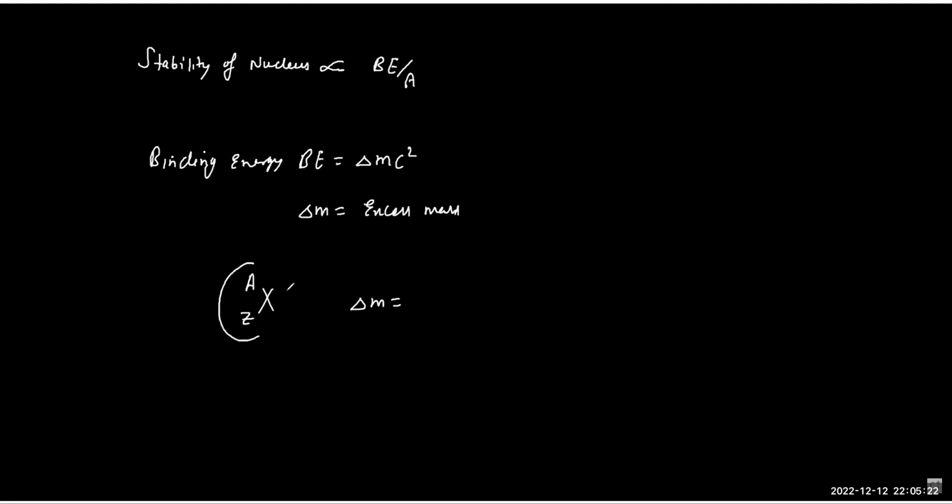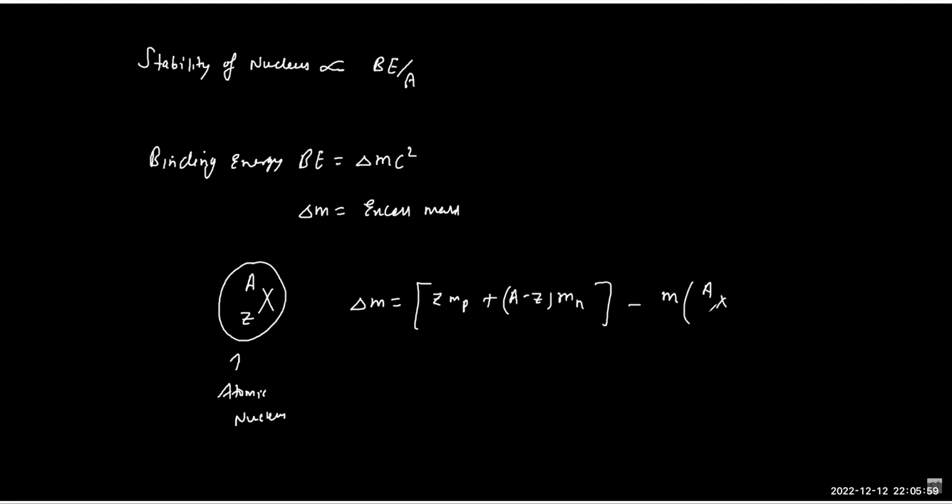If this is your atomic nucleus, we can write it with Z as the atomic number. So it will be Z into mass of proton plus A minus Z into mass of neutron, minus the mass of the nucleus, right? Mass of the atom minus Z into mass of electron.